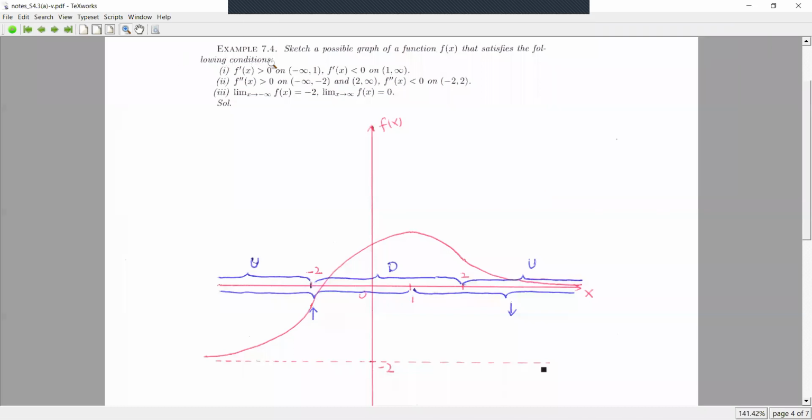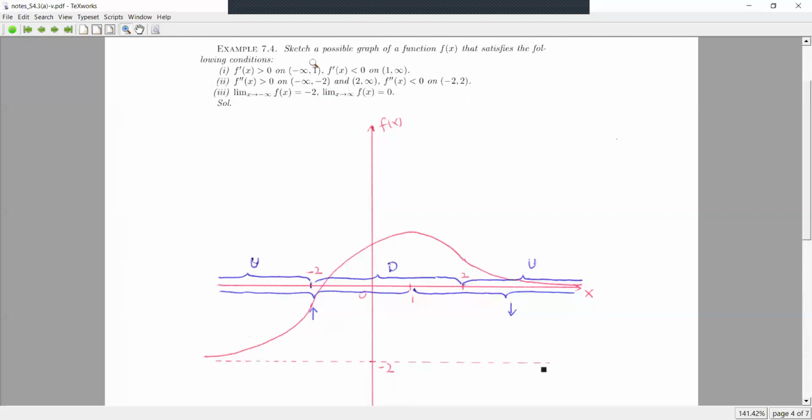Example 2. Sketch a possible graph of a function. The function satisfies the following conditions. This example is a typical exam problem. If you look at the past exam files, almost each past exam contains one problem like this.